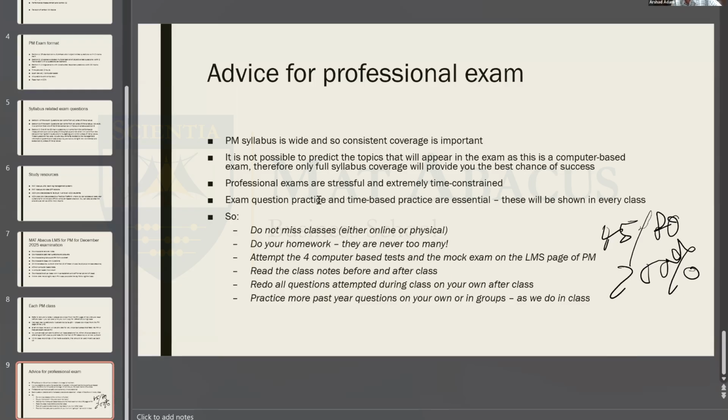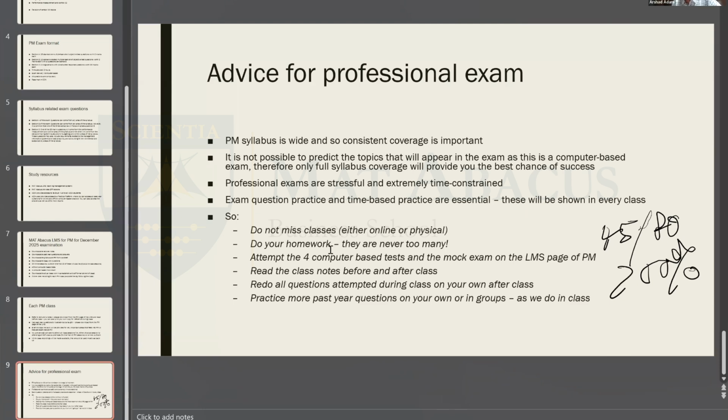So my advice is you need to have exam practice. You need to have time-based practice. And during class, I will teach you techniques, how to save time, how to do it within time, how to do a question faster. And why some people are slow. Do not miss classes, I mentioned.